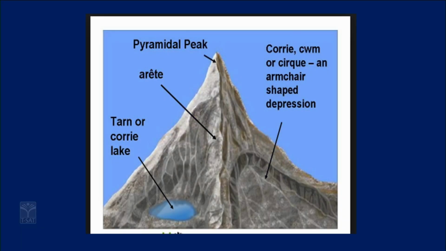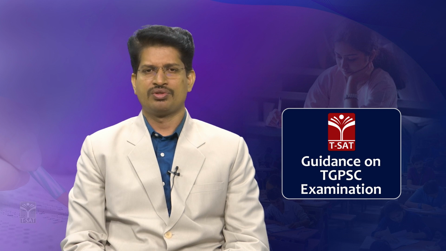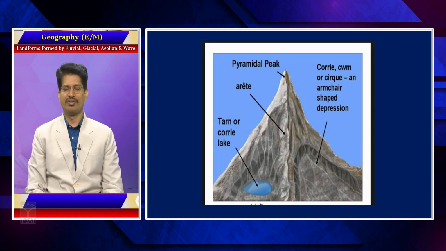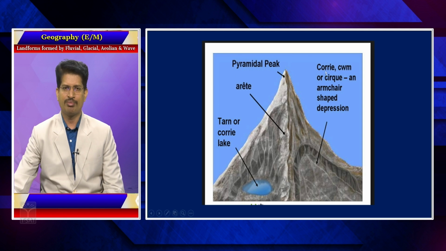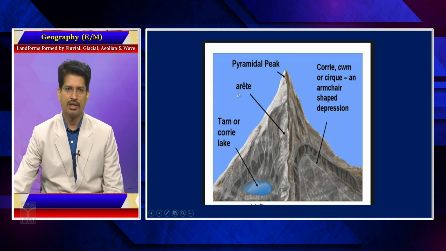Next, the type of features formed by moving ice. In the case of a mountain, in the snow falling regions, especially in the higher elevated peaks like the Himalayas, the snowfall is accumulated on the mountains. So, for example, previously the mountain is more or less in a peak shape, right?